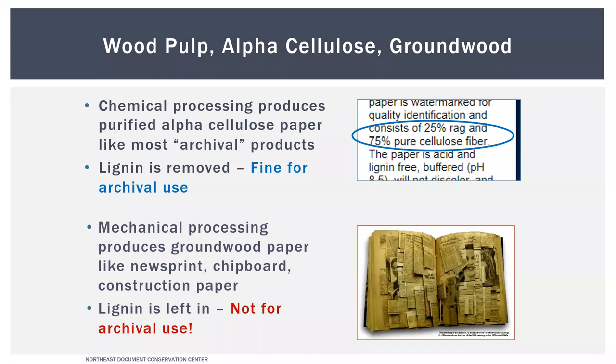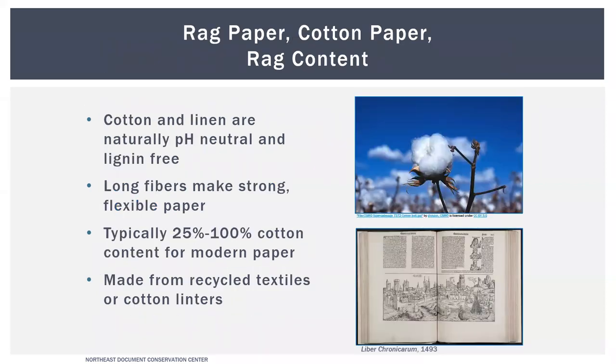Chemical processing produces less paper from the same number of trees, and it's consequently more expensive. But paper produced this way, both buffered and unbuffered, will remain stable over time. So what about the other 25% of the fiber in our example?